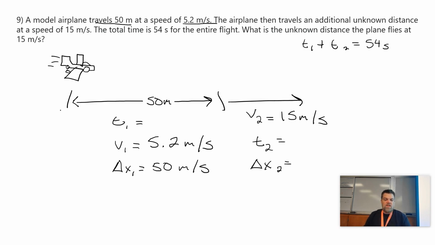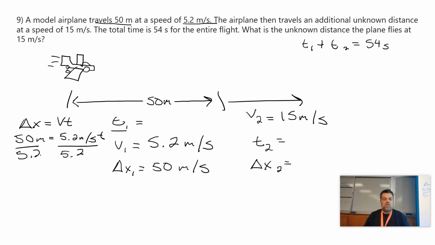All right, so remember that the relationship is that the distance you travel is equal to the velocity times the time. If I apply that to the first leg of this trip, I can figure out what the time is. So let's plug in the numbers. The distance was 50 meters, equal to 5.2 meters per second times time. So I'm going to divide both sides by 5.2. Remember that the meters cancel out and the seconds get tossed up on the top.